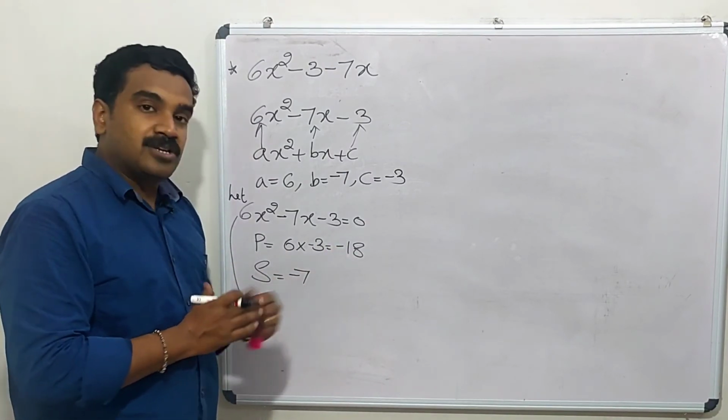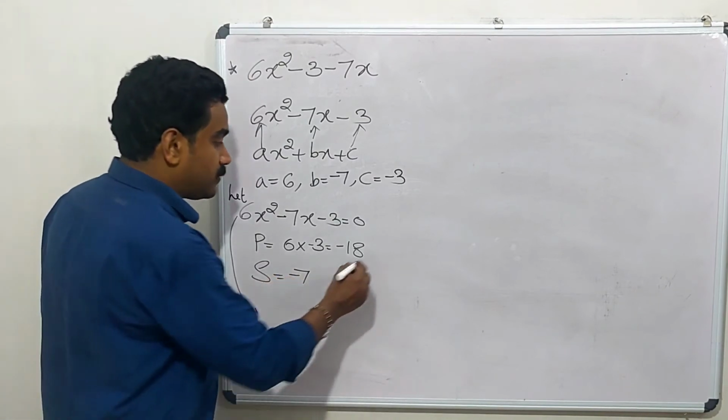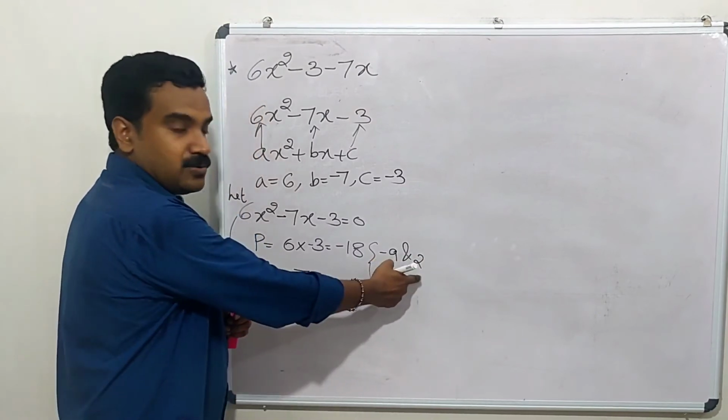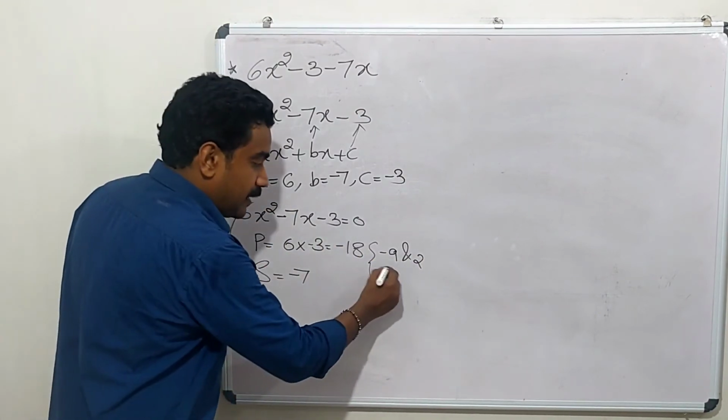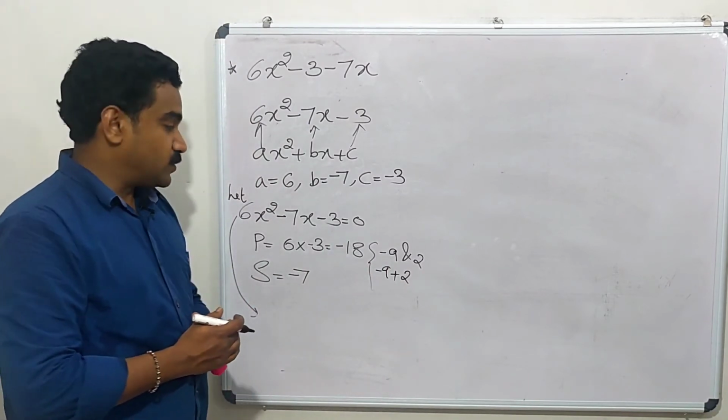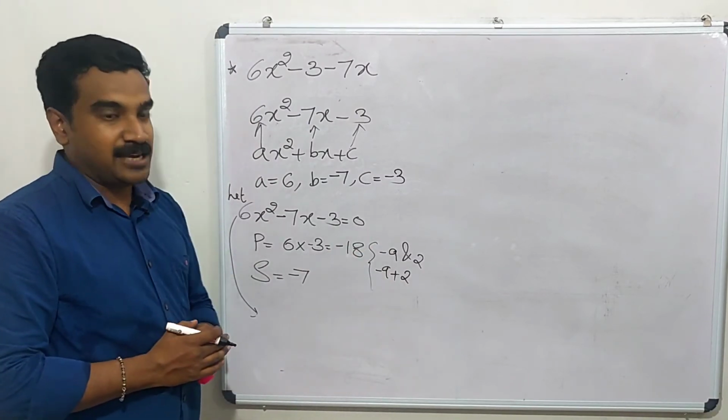Then when you add, you want to get negative 7. Which are the numbers? No doubt the numbers are negative 9 and 2. Look, negative 9 into 2 is negative 18. Negative 9 plus 2, what is negative 9 plus 2? Negative 7. So the numbers are negative 9 and positive 2.